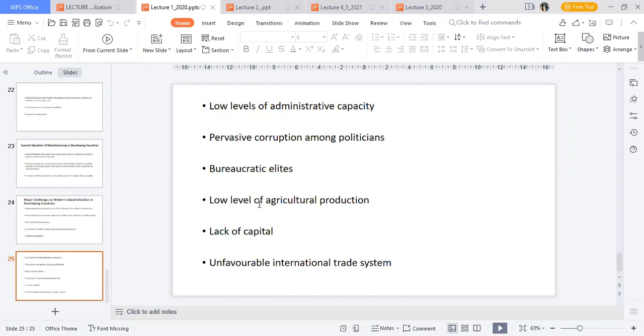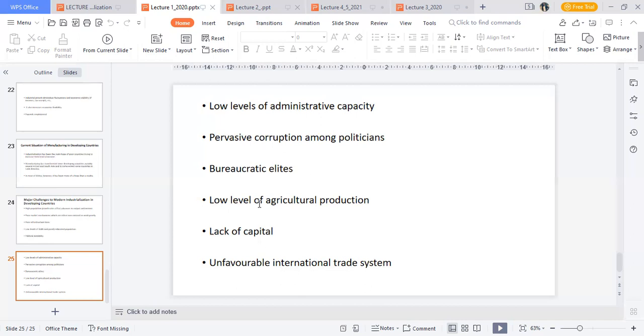Low level of agricultural production. Well, due to the fact that most of our agriculture is subsistence, meaning that we don't really put much capital into it. It's more or less farmers who are using their energy. You're not able to get the agricultural output as expected. Okay. Lack of capital. The lack of capital has to do with money to start a business. This point is about money.